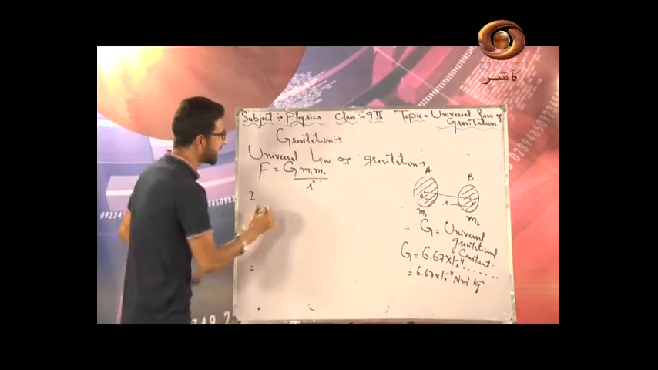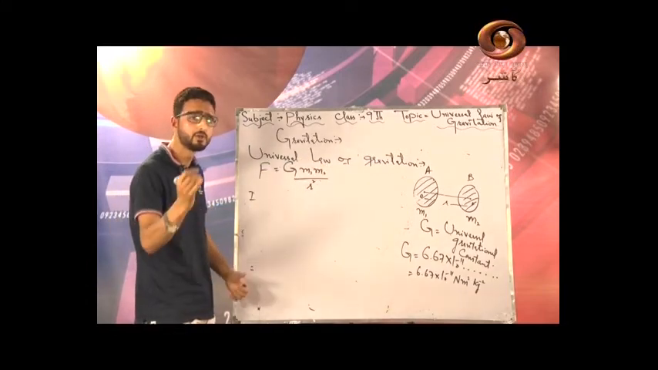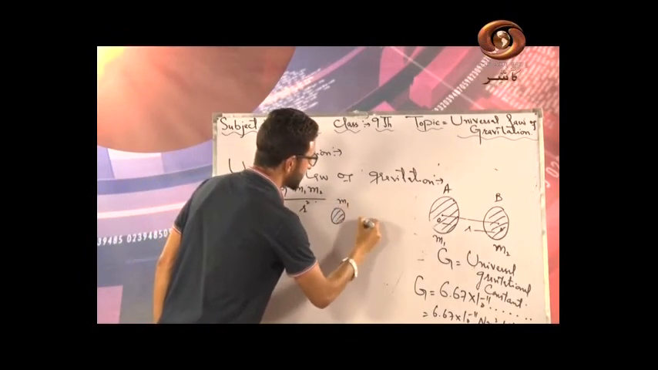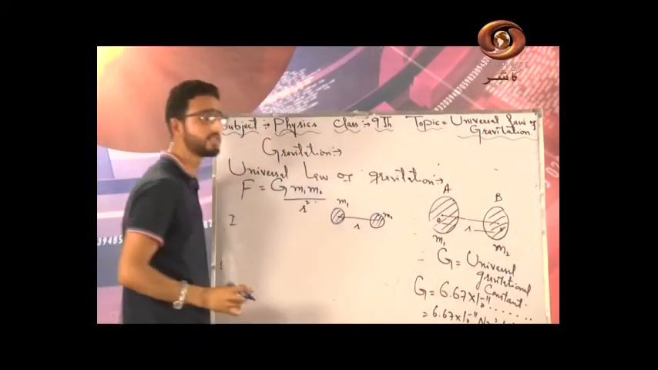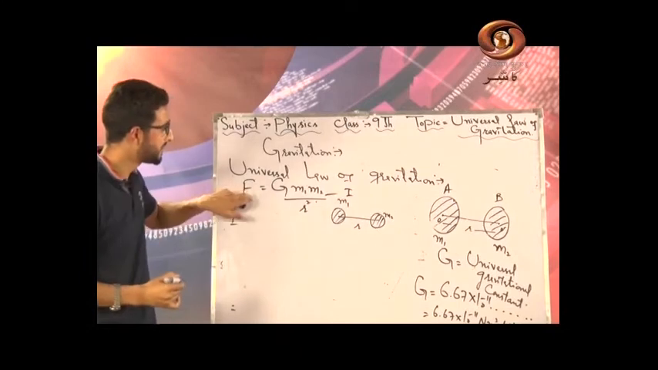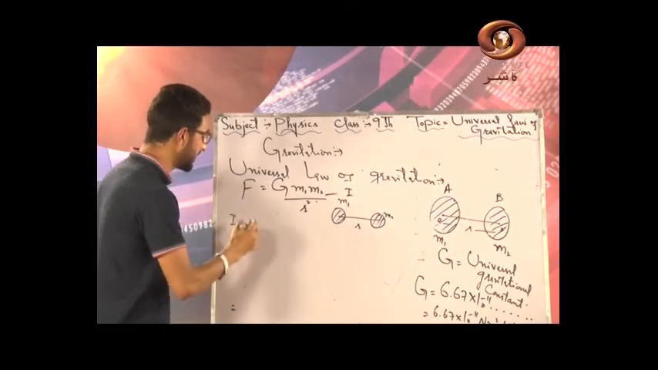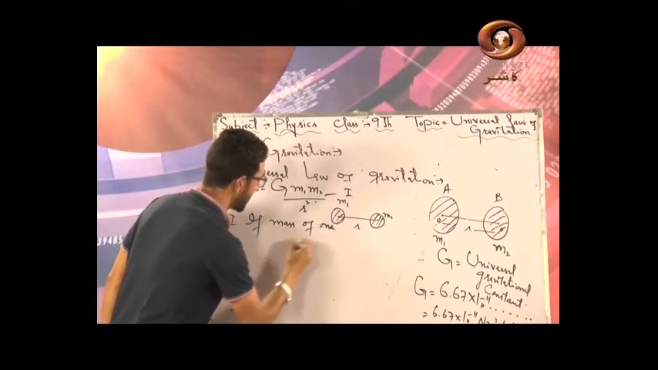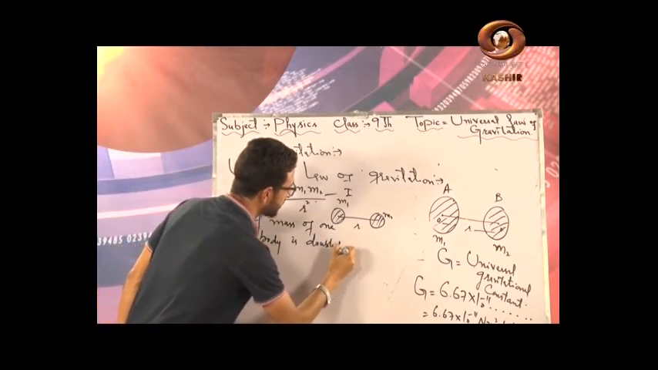Number one: if the mass of one body is doubled, what will happen to the force of gravitation between the two masses? I mean, if I have two bodies of masses, for example, this is mass m1, this is mass m2, right? Two bodies of given mass and the distance between their centers is r. So as per the universal law of gravitation, F is equal to G m1 m2 divided by r square. ठीक है ना? Now the question is, if the mass of one body is doubled, what will happen to the force of gravitation?